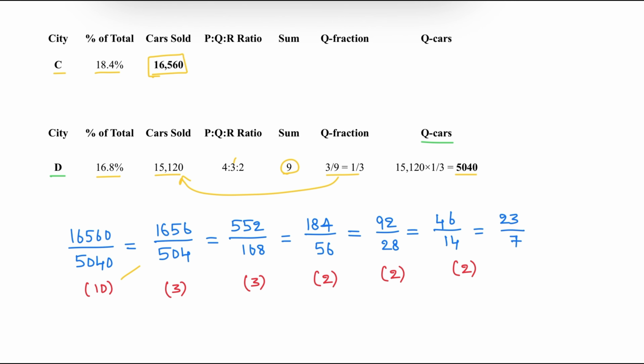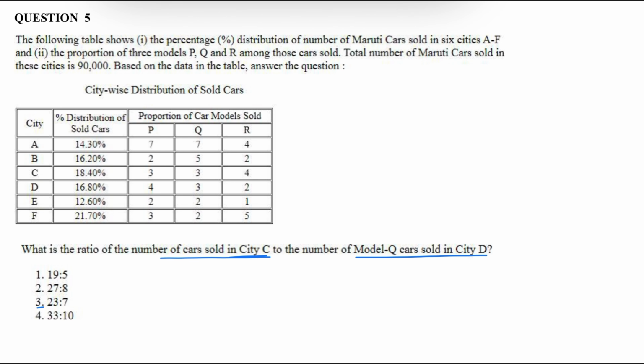So divided by 10, it results 1656 divided by 504. Next common multiplication factor is 3. 552 by 168. Again division by 3. 184 by 56. Again division by 2. 92 by 28. Again divisible by 2. 46 by 14. Again divisible by 2. 23 by 7. So the percentage is 23 is to 7. Correct answer is option 3.